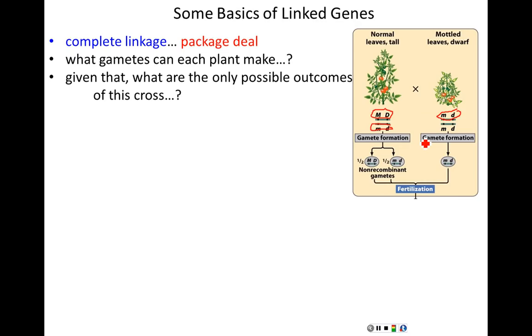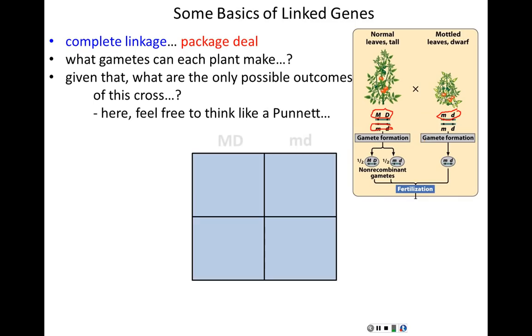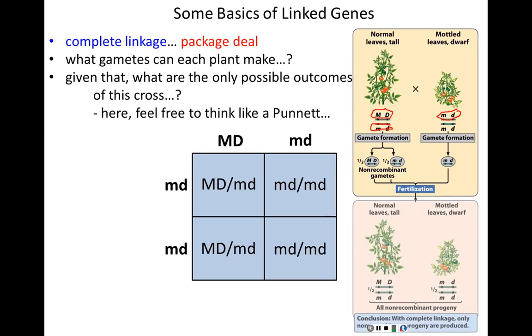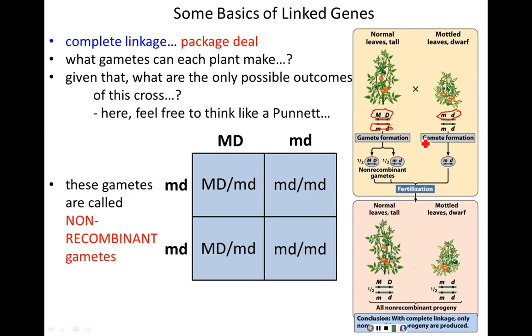Given that, what are the only possible outcomes of this cross? You can think of it like a Punnett square, actually, because we're not dealing with independent genes. It almost becomes, well, not almost, it does become this. One parent either gives dominant or recessive. The other parent only has recessive alleles to give, and this is the result of your cross. 50% of the plants will be tall and normal. 50% of the plants will be short and mottled. And that's it. Where's tall and mottled? Where's short and normal leaves? It doesn't exist because the alleles were never linked in any parent in that pattern.